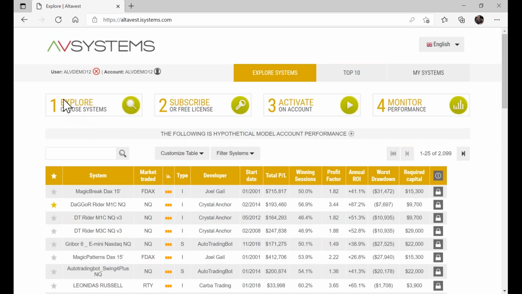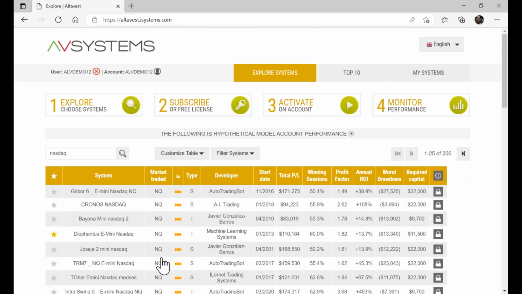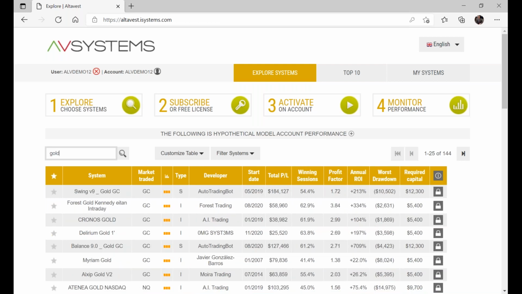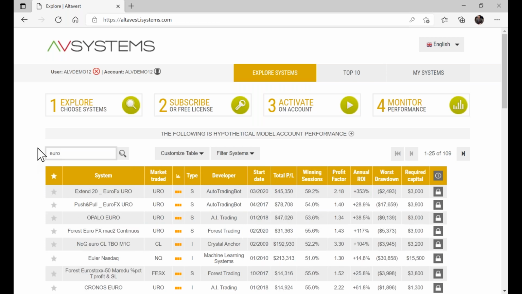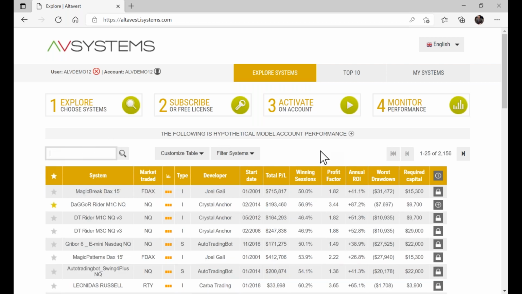So the first thing, how would you explore? Well, know that you can use this field here, and maybe you're looking at a system for the NASDAQ. And you can go ahead and search. And you'll see here there are 206 systems for the NASDAQ, or maybe something a little more tangible. Gold, 144 systems, maybe the euro currency.